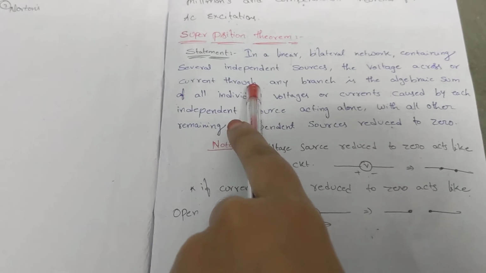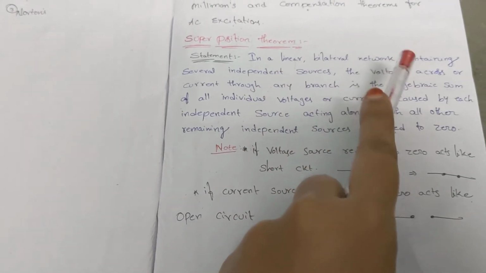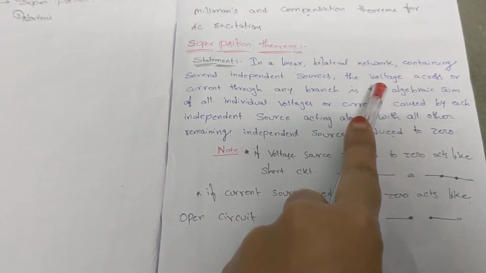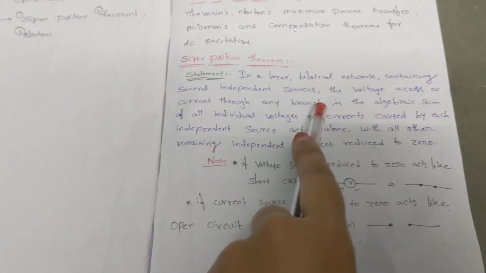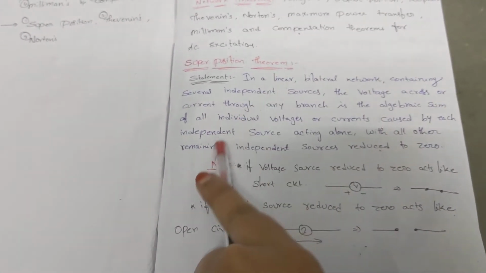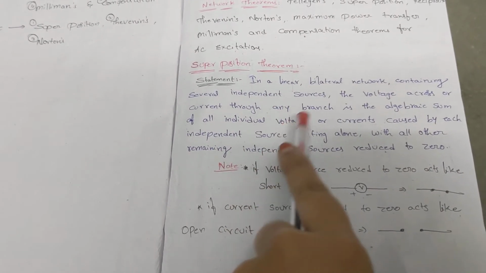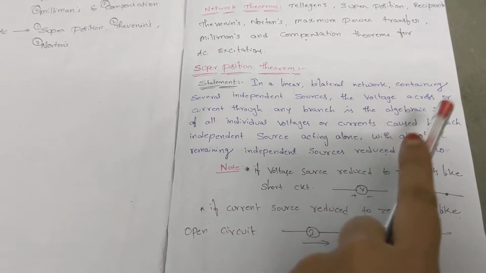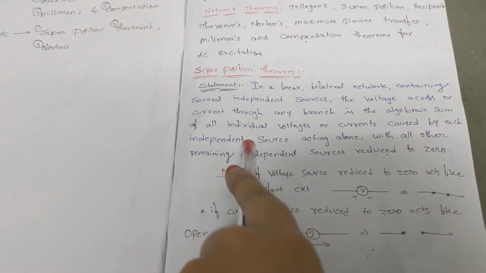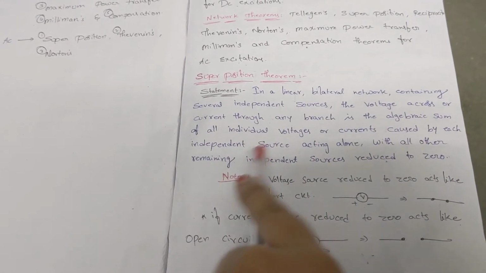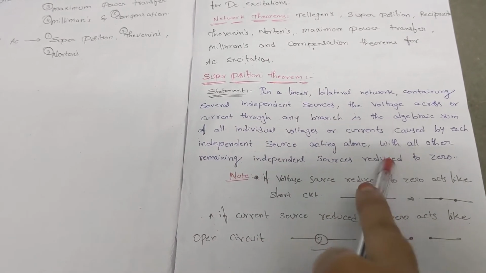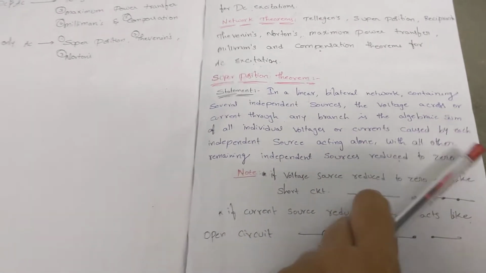With the knowledge of the superposition theorem statement: if a linear bilateral network contains more than one independent source, whatever the response, whether it is voltage across a resistor or current through any branch, is nothing but the sum of individual responses. These are the individual responses caused by each independent source acting alone, while the other independent sources are reduced to zero.